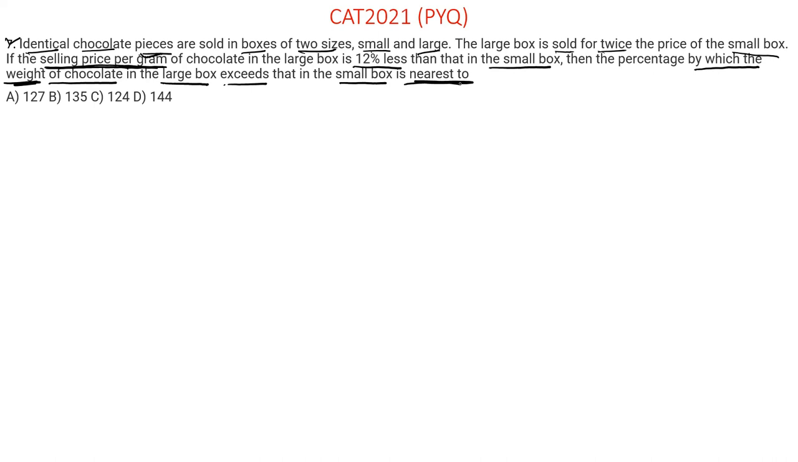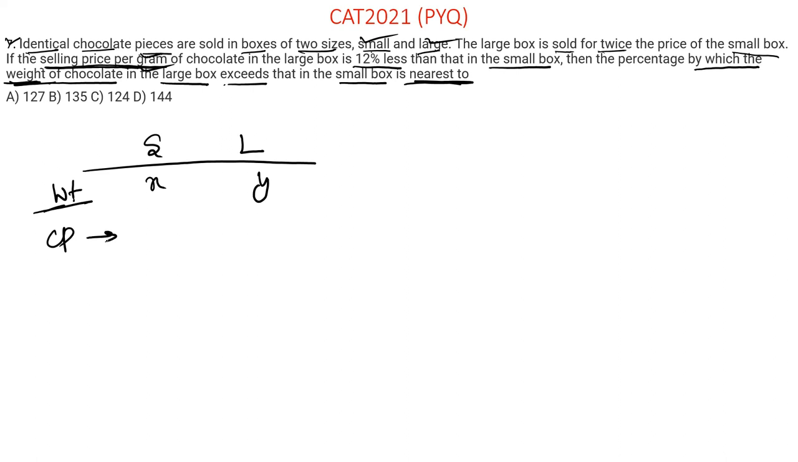Okay, so here we have weight and gram. So we don't know the sizes of small and large. So let's assume that the weights of ice cream in the small and large boxes are X and Y. This is weight. And the cost price of the large box is twice the small. So let's assume that the cost price of a small box is P, so 2P for the large box, and the selling price per gram. Selling price per gram, it means CP by weight.